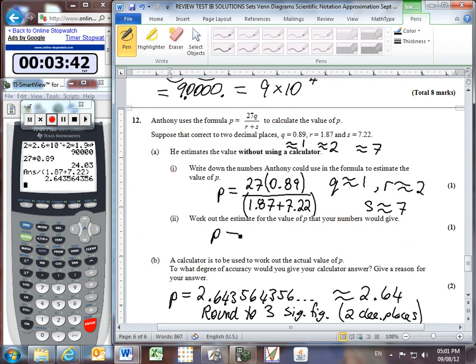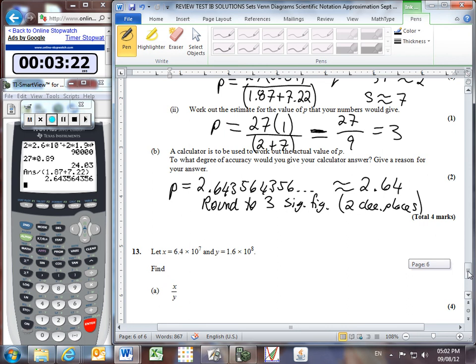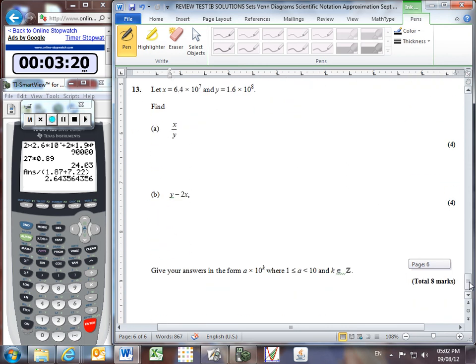And what is the value of P going to be if I use these values? 27 times our estimated value of Q divided by the sum of R and S. And so I don't really even need a calculator for this, do I? That's 27 over 9, which equals 3. And, well, that's the end of the question. I'll just do number 13, and then we'll look at the answers to 12 and 13 together.